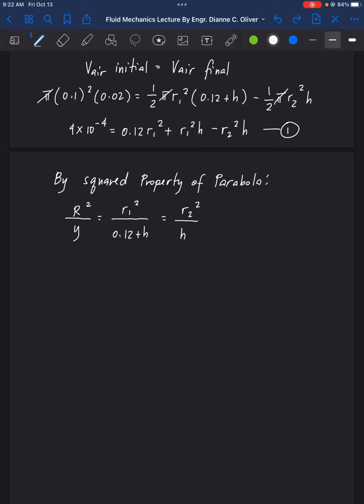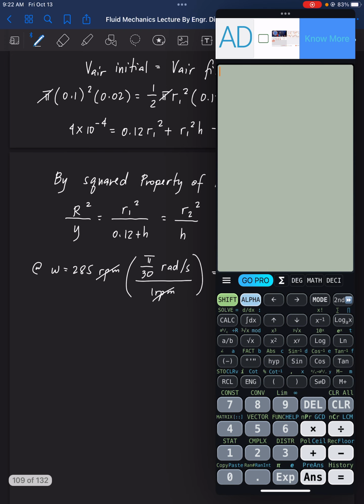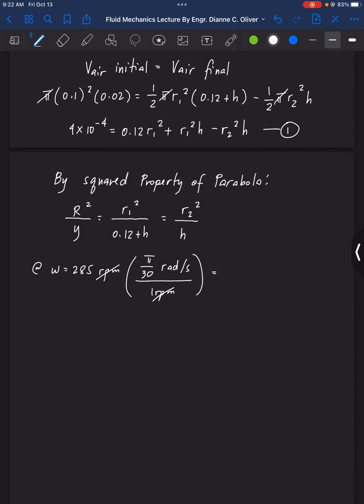Let's use the formula for the angular speed. At angular speed equals 285 RPM, let's multiply that by pi over 30 rad per second divided by 1 RPM. So cancel RPM. So omega is equal to 285 times pi over 30, which is 29.845.